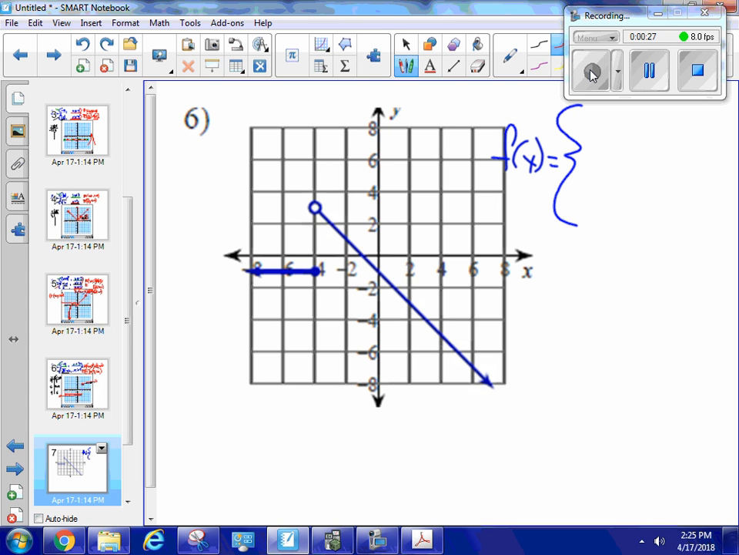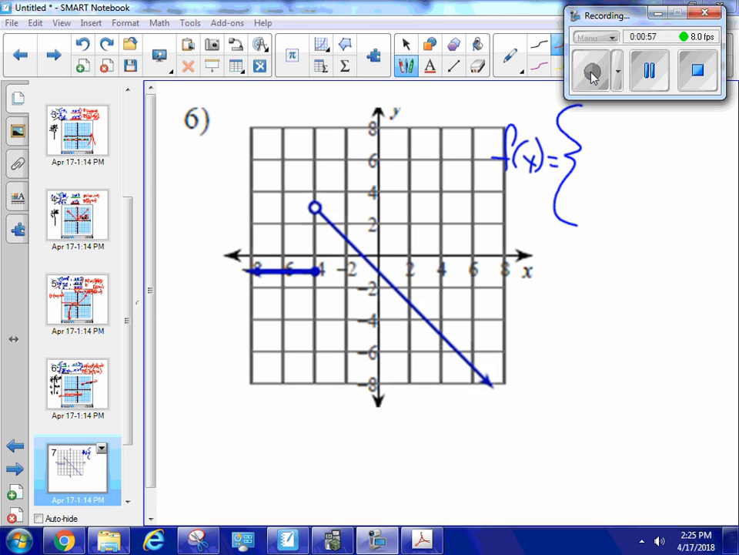I have this piece over here, and I have this piece over here. So with piecewise functions, on the top, they start the farthest left. So I'm going to start with this piece, which is the farthest left. The other piece is more to the right. That'll be the bottom piece.